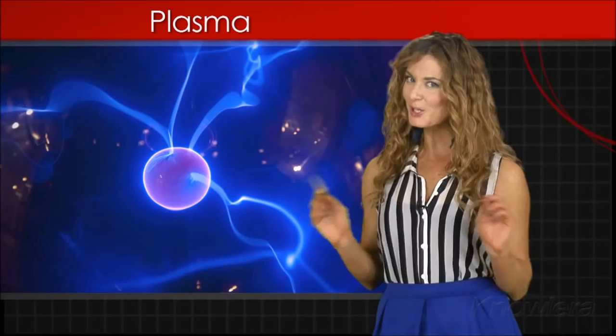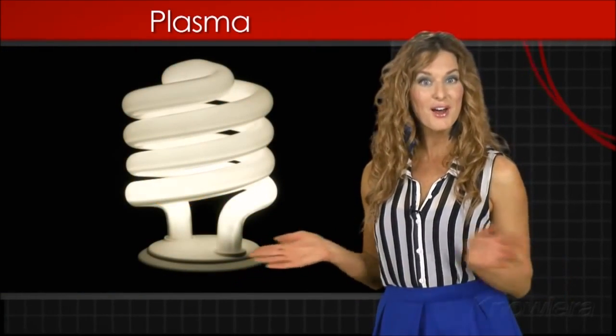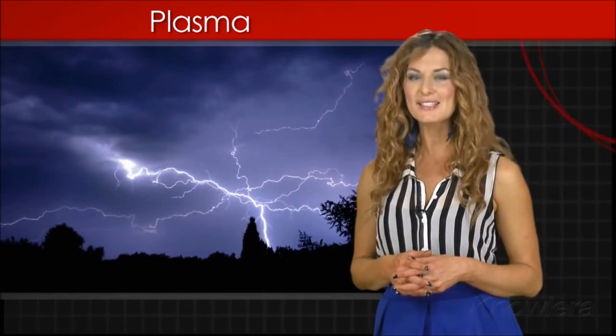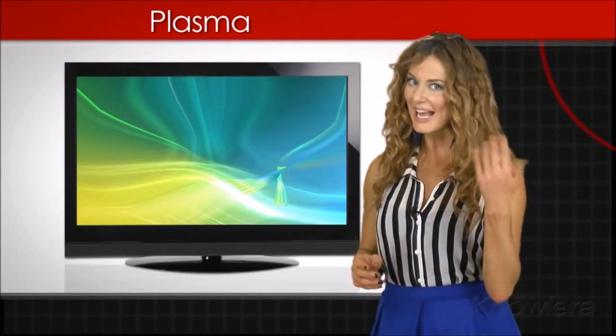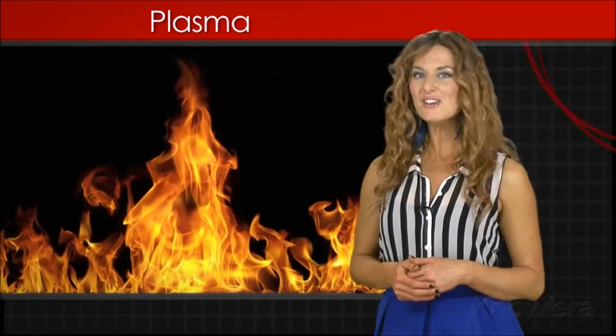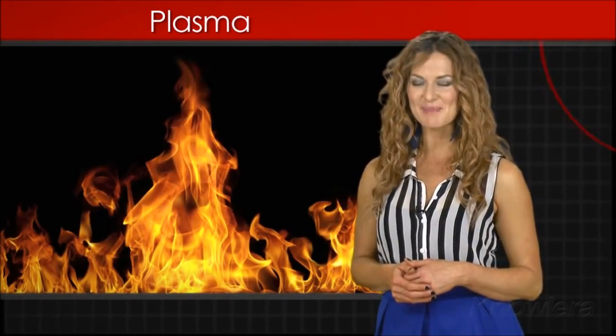Although plasma isn't discussed as often as solids, liquids, and gases, and was the last phase of matter discovered, you're probably more familiar with plasma than you think. Plasma gives neon and fluorescent lights their glow, is formed during lightning strikes, and of course is present in plasma televisions. Chemists also classify fire as a plasma.